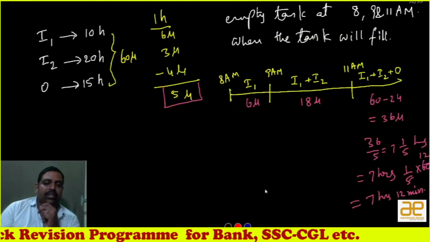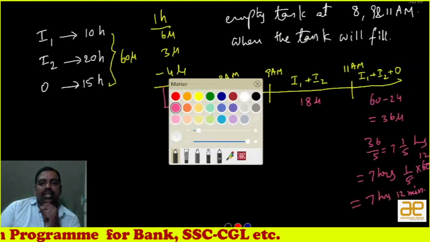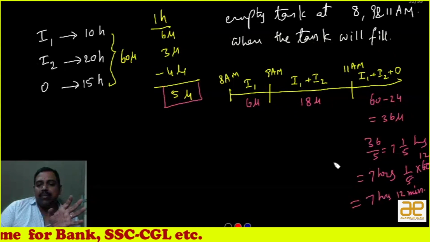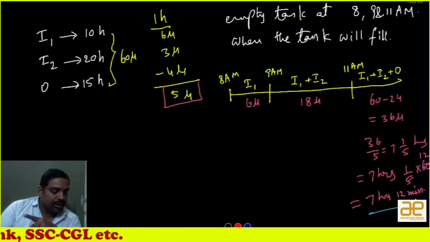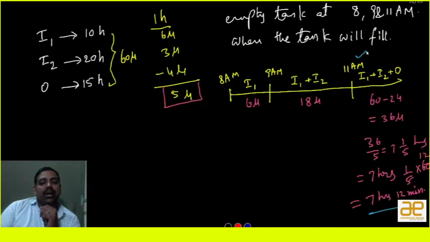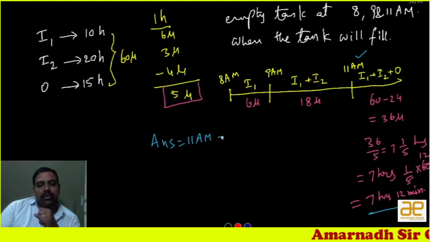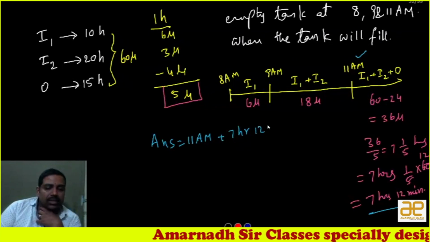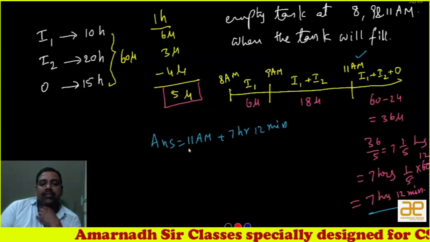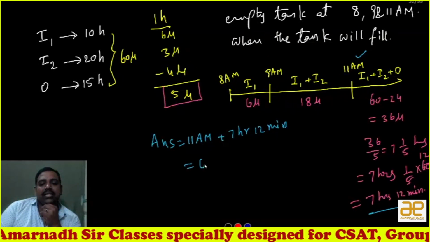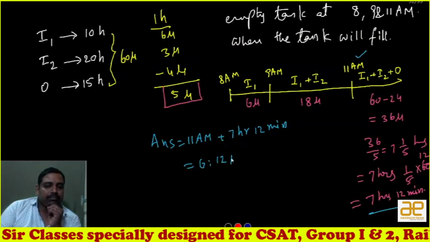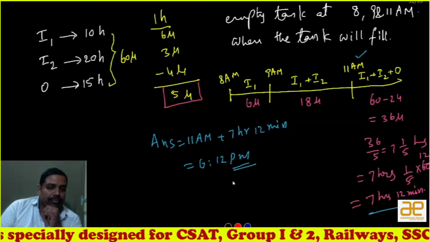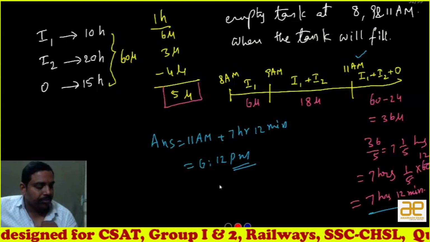7 hours, 12 minutes. You should notice one thing, that whatever is the time I said, 7 hours, 12 minutes, is correct from 11 a.m. onwards. Then answer will be 11 a.m. plus 7 hours, 12 minutes. 11 plus 7 is 18. 18 means 6. 6:12 p.m. Do you understand this?